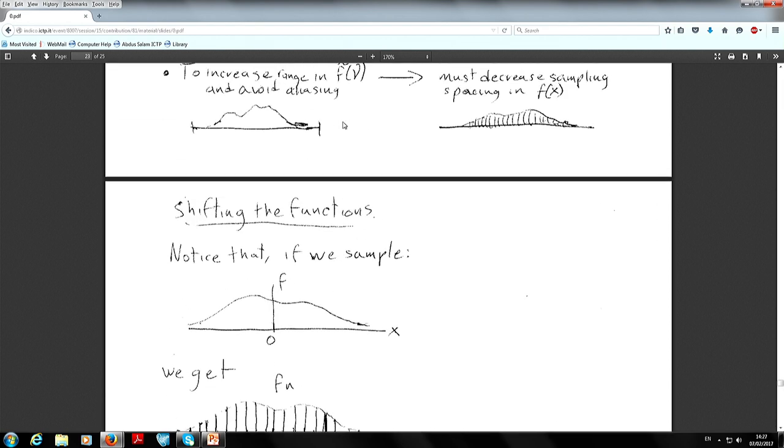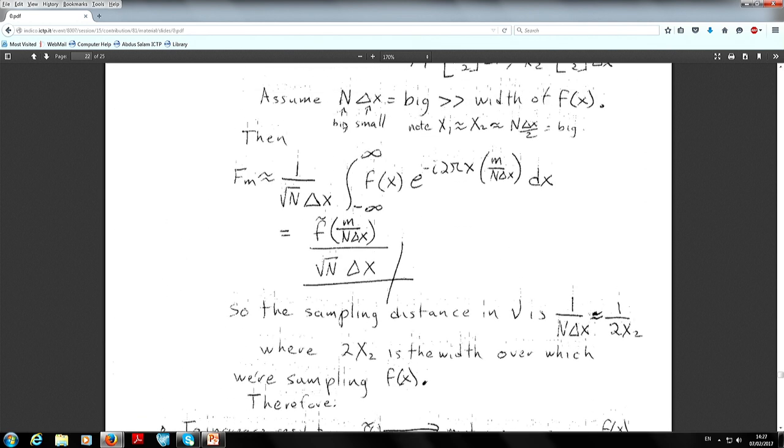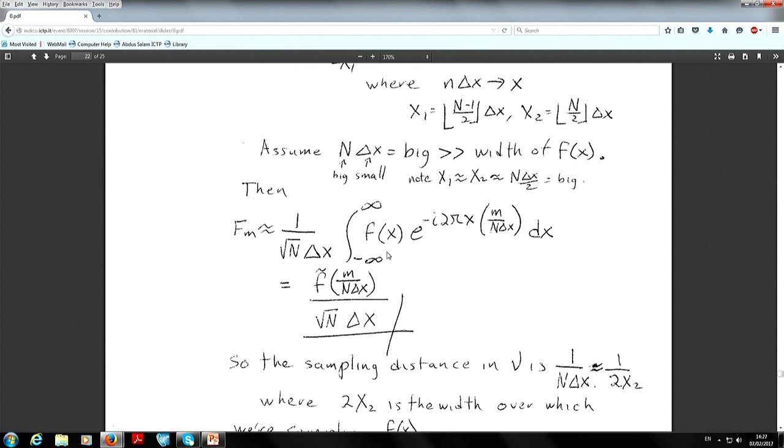The interesting thing is that when you approximate a Fourier transform with a discrete Fourier transform like this, the discrete Fourier transform looks like the Fourier transform divided by some normalization factor. But it is sampled at values m divided by n times delta x, where delta x is the spacing of your samples in the initial function, and n is the number of steps.